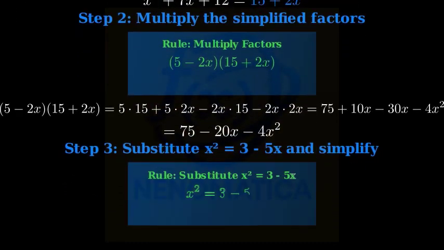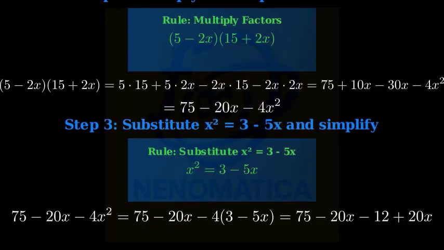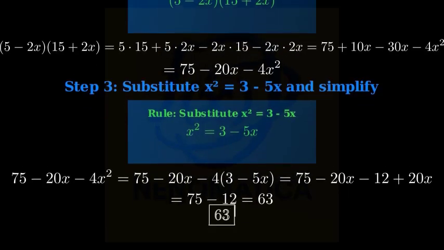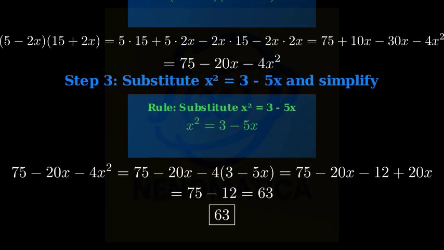Remember, from our original constraint, we know that x squared equals 3 minus 5x. So in our expression 75 minus 20x minus 4x squared, we substitute 4x squared with 4 times 3 minus 5x. This gives us 75 minus 20x minus 12 plus 20x. The x terms cancel out, leaving us with 75 minus 12, which equals 63. Therefore, the value of the given expression is 63.